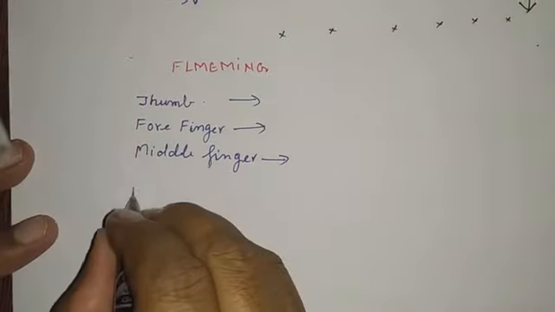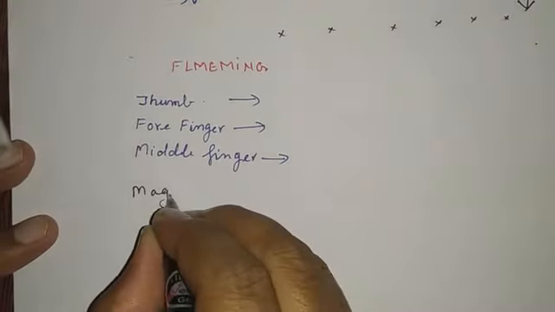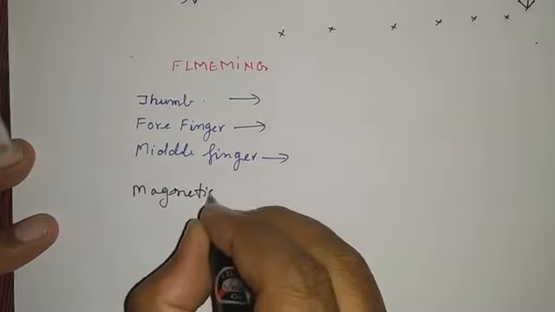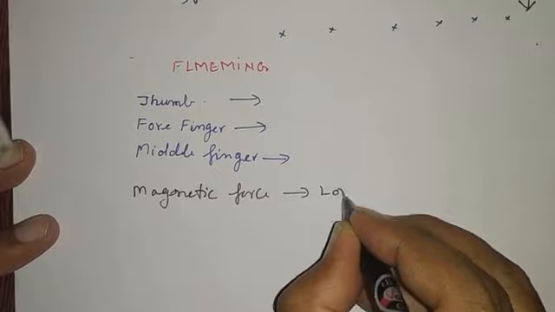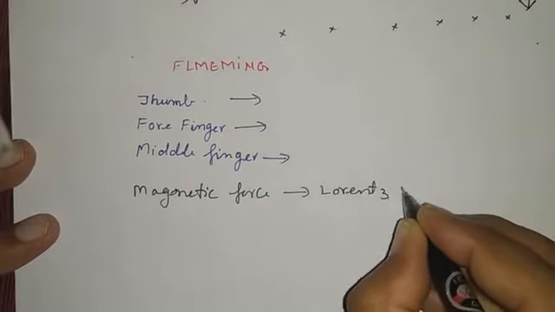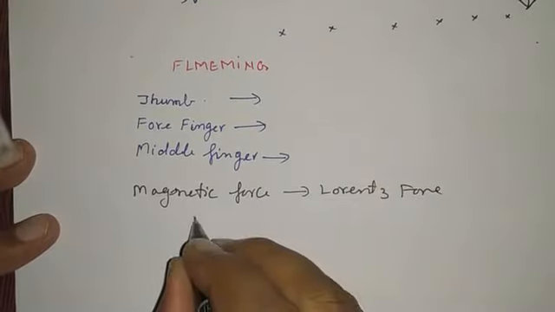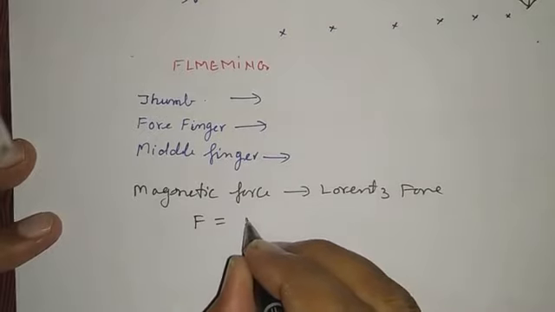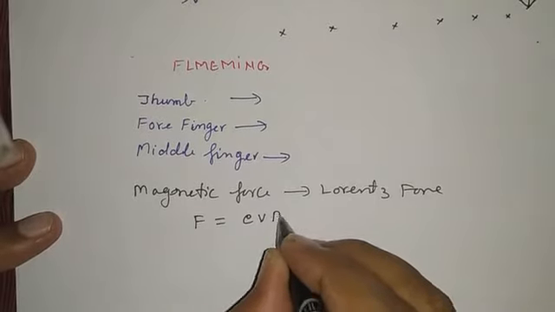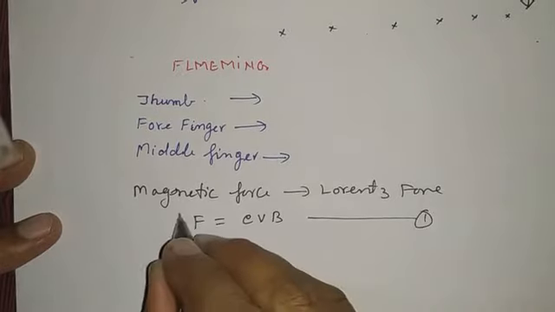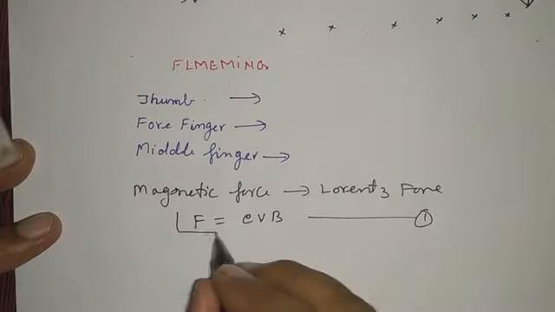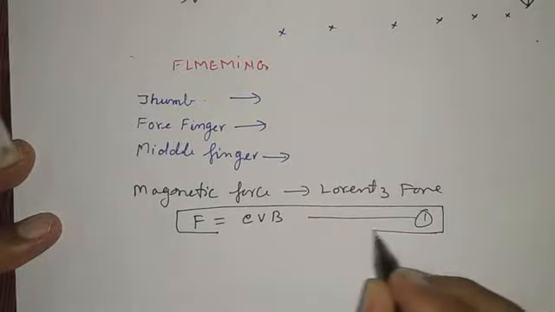This magnetic force is also known as Lorentz force, and it is given by the formula EVB, represented by equation number 1. EVB sin theta is a well-known formula we know.